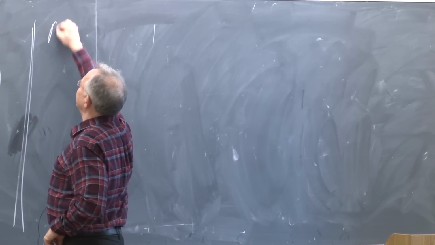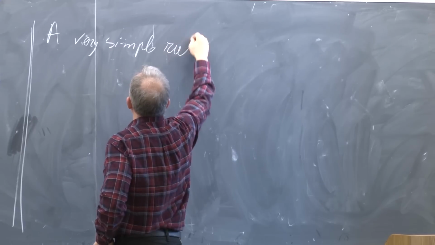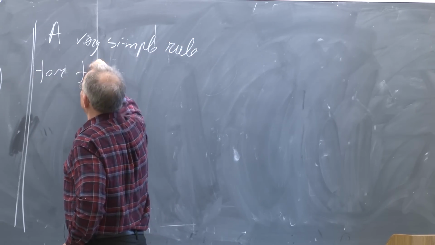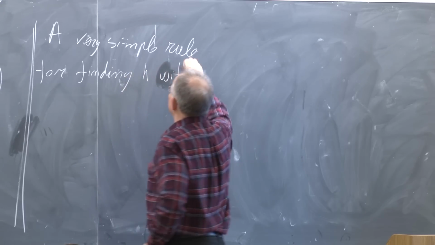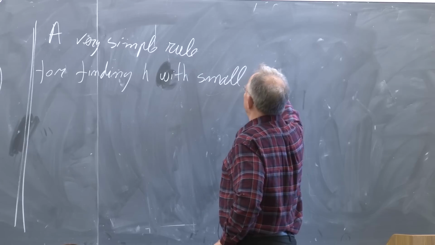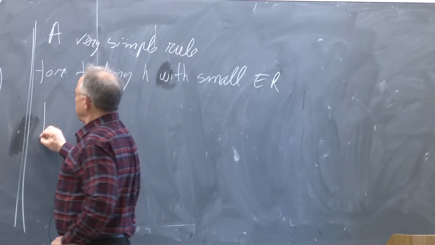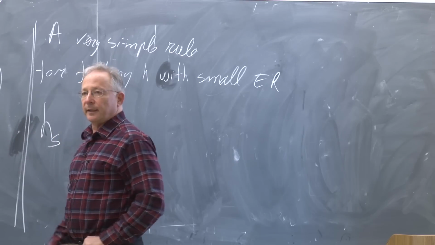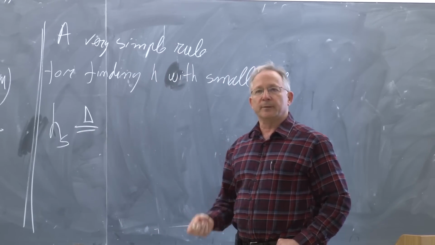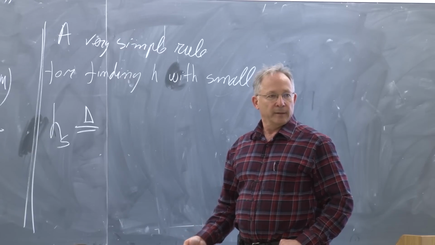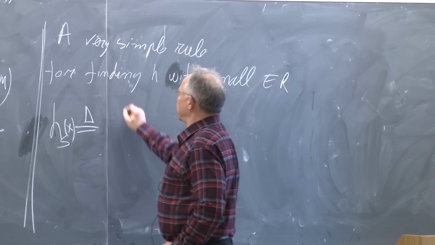A very simple rule for finding an H with small empirical risk. What will I do? I will define H of S. Now, I have to tell you how my hypothesis is going to behave on every x. So I get some x, and I have to tell you how to behave. So I will define H of x to be as follows.